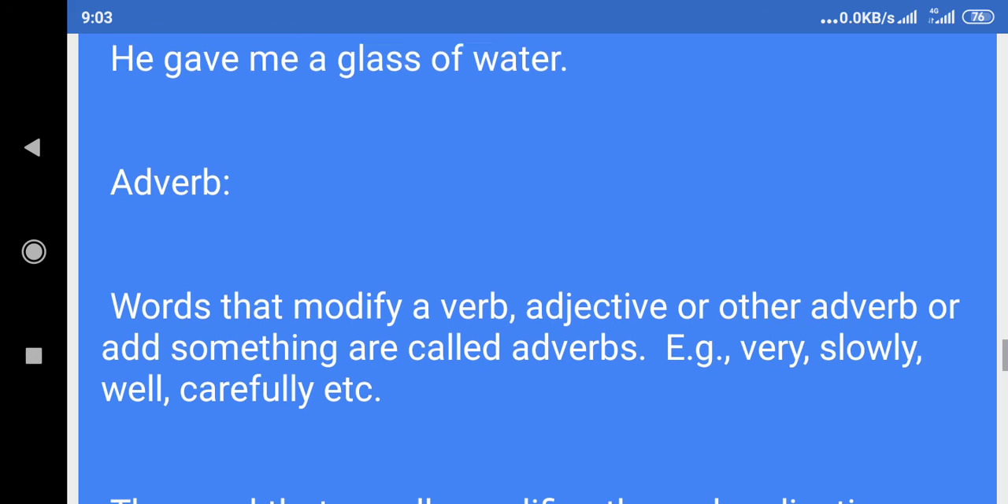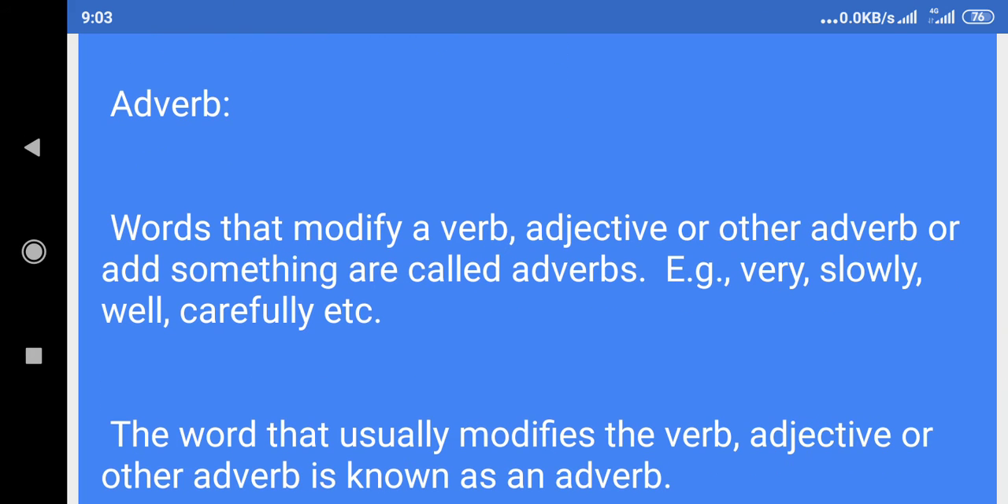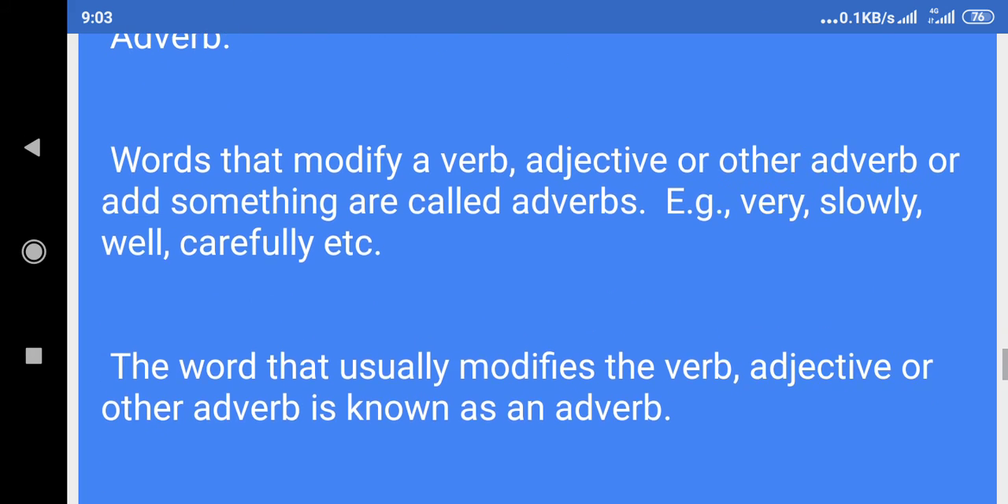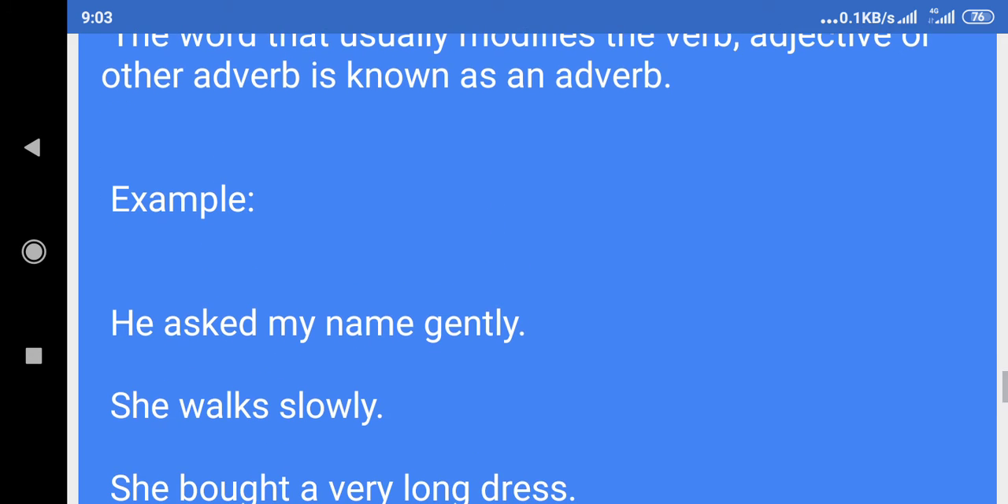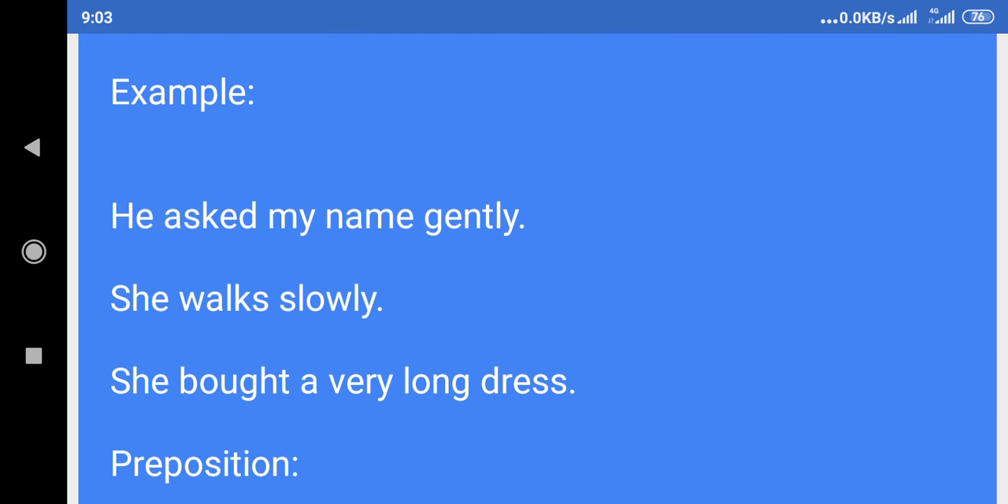Adverb. Words that modify a verb, adjective or other adverb or add something are called adverbs. E.g., very, slowly, well, carefully, etc. The word that usually modifies the verb, adjective or other adverb is known as an adverb. Example: He asked my name gently. She walks slowly. She bought a very long dress.